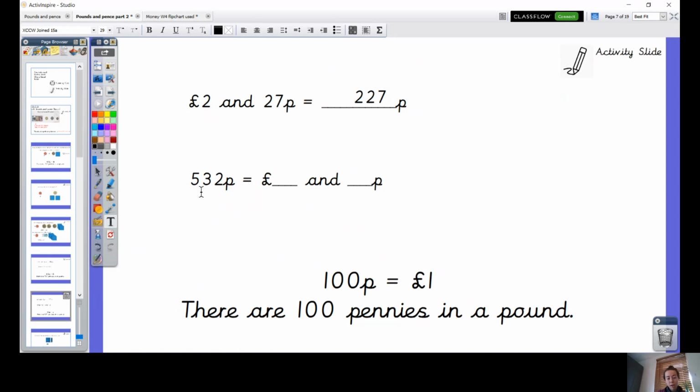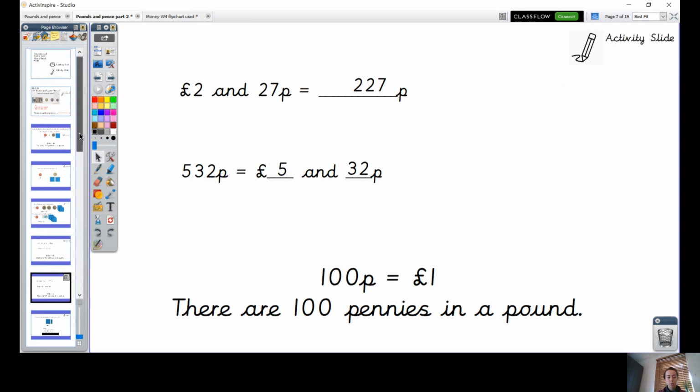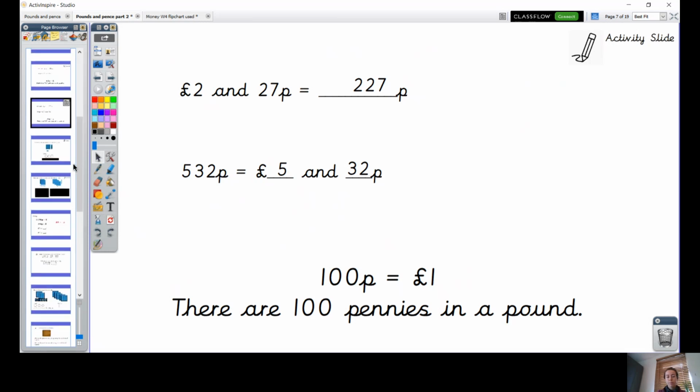I'm looking at that hundreds digit first. That's going to help me. That must be £5 because that 5 represents 500, doesn't it? And then I've got a little bit more there. I've got 32 pence. So tick those two if you got those correct today. Well done.